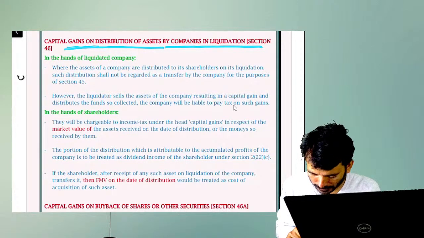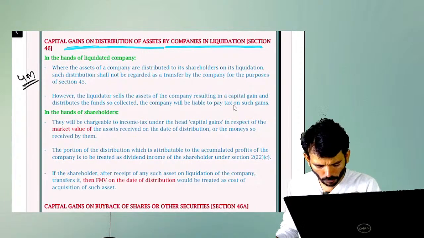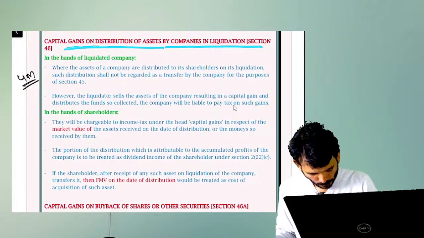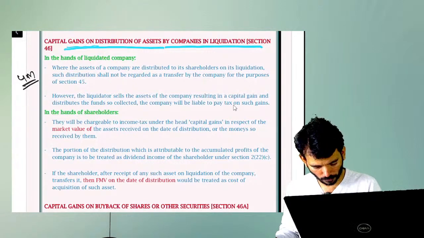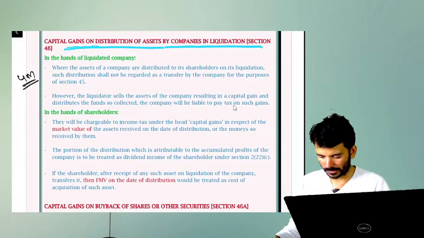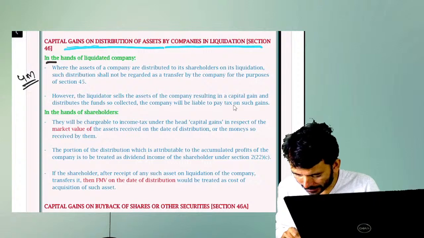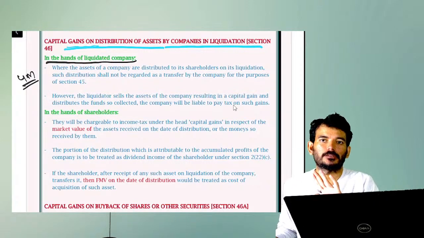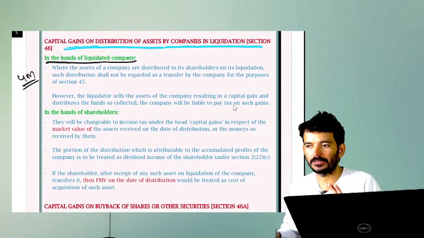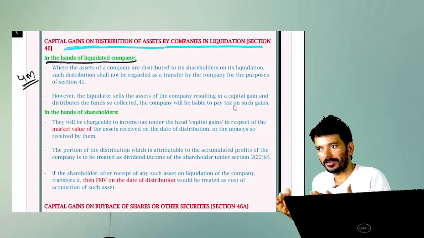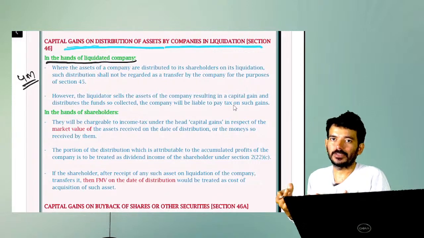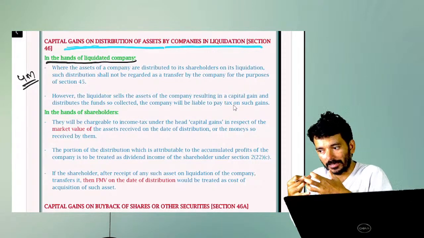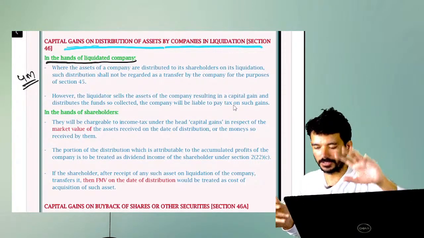Somewhere they might ask for it. So whoever is watching, pay attention and focus on this logic. You can expect 4 marks out of it. In the hands of the liquidated company, it is not taxable. The reason is they cannot pay tax now. So it is not taxable in the hands of the company when they are distributing the assets to the owners.